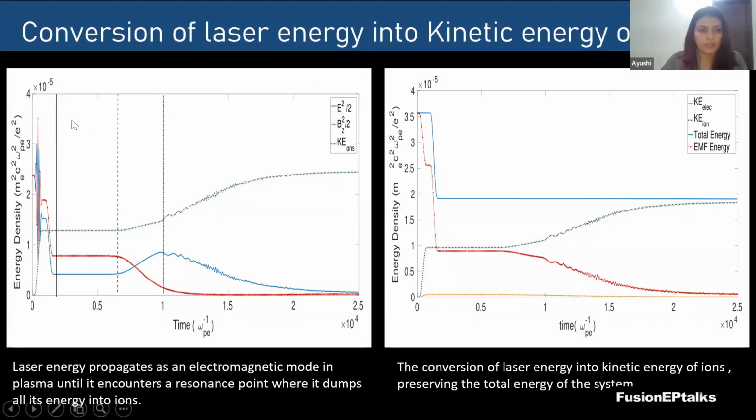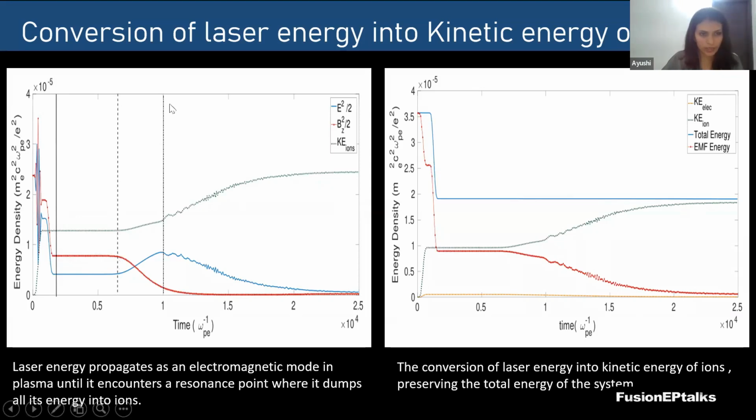This can be understood properly from these conversion plots here. Here I'm plotting the energy density. I'm integrating the energies over all space and plotting it as a function of time. I'm plotting the electrostatic energy in the system, the electromagnetic energy, and the kinetic energy of ions. To the left of the solid line is when the laser hits the plasma target. To the right of the solid line is when the laser is propagating inside the plasma as an electromagnetic mode.